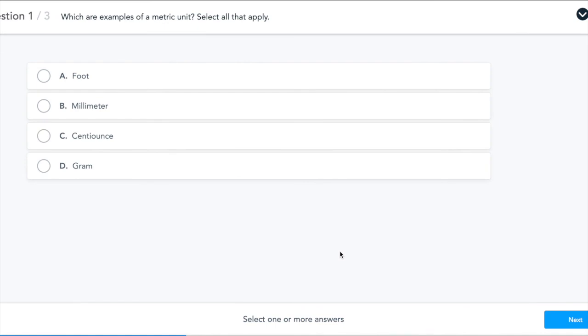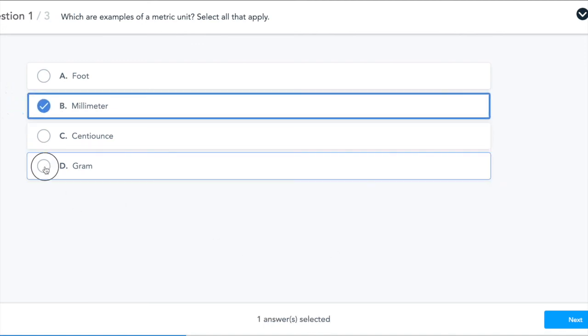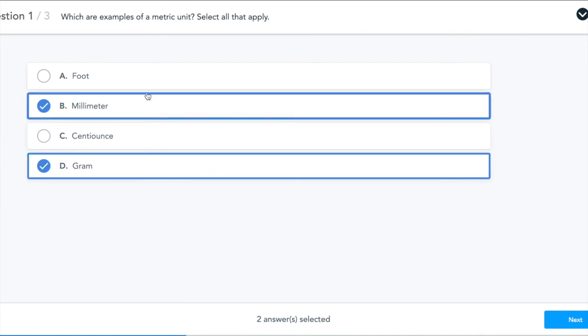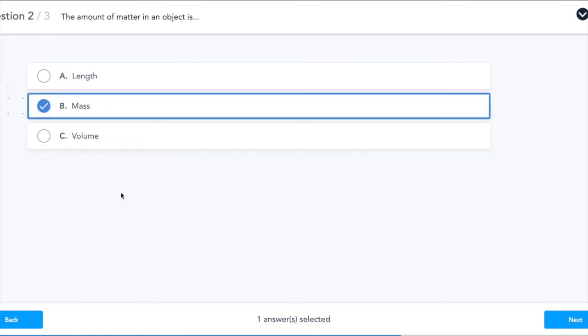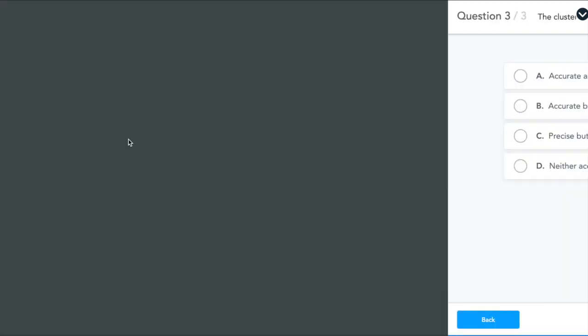All right, which are examples of a metric unit? Select all that apply. Millimeter and gram are both metric units. Foot is going to be an imperial unit. Centi, while that is a metric prefix, is not a unit, and ounce is an imperial unit. The amount of matter in an object is going to be the mass of an object. So when we are measuring mass, we are figuring out how much matter is in that object. Length is going to be the distance of an object, and volume is how much space that object takes up.